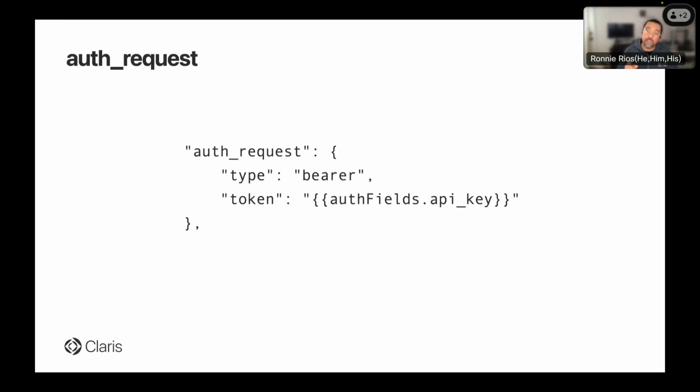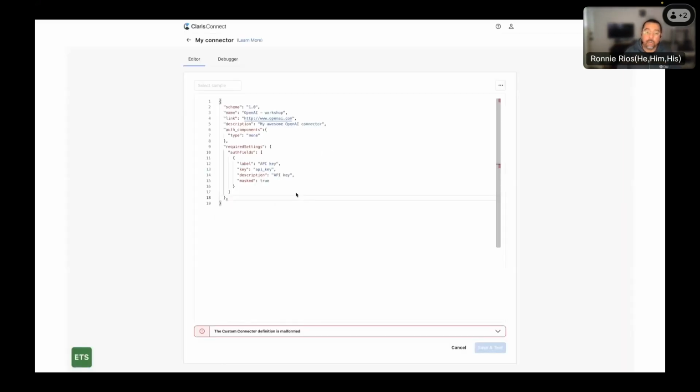So we use these double curly brackets. This is called handlebar notation, and it allows us to reference other objects inside of our definition. So here we're saying that the token, the value, is going to come from the API underscore key attribute that's inside of auth fields, right? So you've got double quotes, then double curly brackets, and then we give the path to where that data is going to come from. So let's go back to our editor and write that in there.